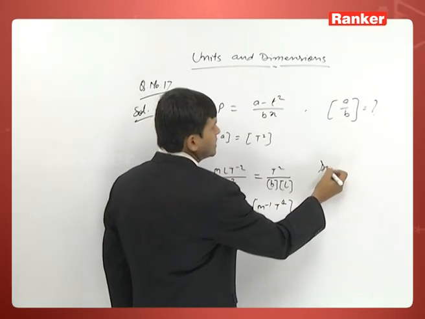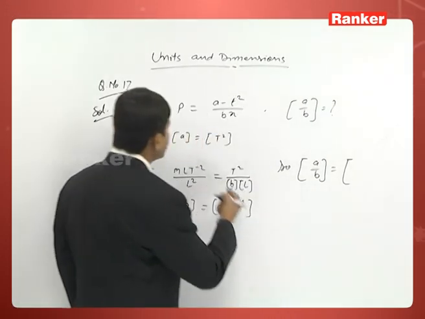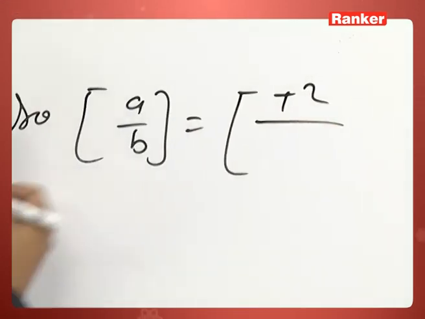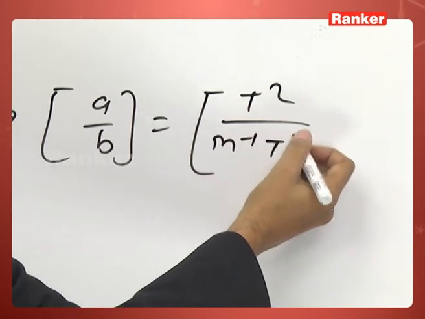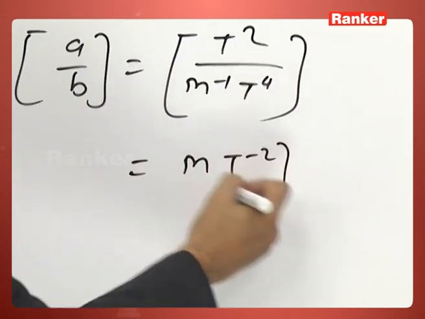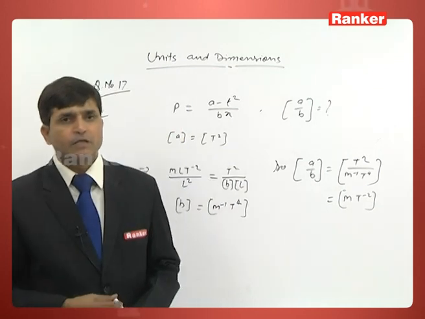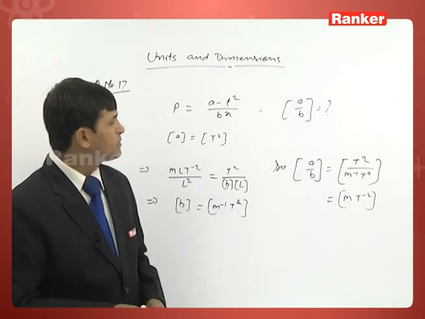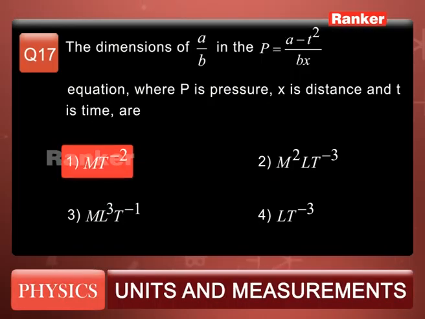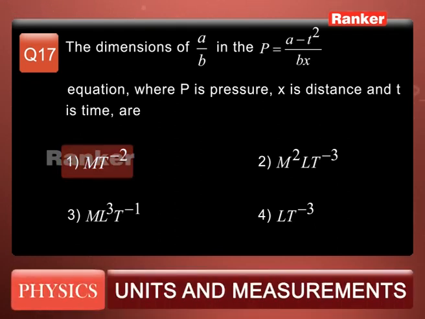So the dimension of A by B: the dimension of A is T square and the dimension of B is M^-1 T^4. So this becomes M T^-2. This is the dimension of A by B. So as per our given options, option number 1 is the correct option. So hence the answer is option number 1.